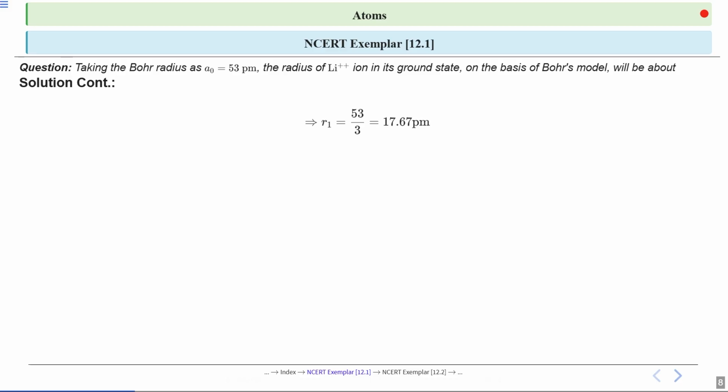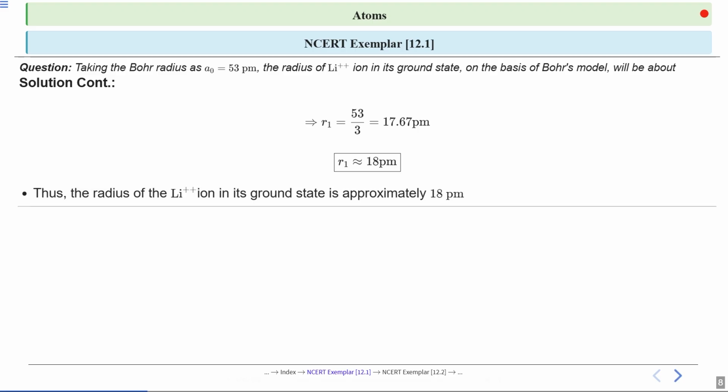So now let's see how we calculate the radius for lithium plus plus in its ground state. The formula for the radius in Bohr's model is Rn equal to n square a naught upon Z. For lithium plus plus, n equal to 1, Z equal to 3. So R1 equal to 53 upon 3, which gives us about 17.67 picometers. Notice how increasing Z, the nuclear charge, pulls the electron closer, making the radius smaller. Rounding our answer to the nearest whole number, we get R1 approximately equal to 18 picometers.